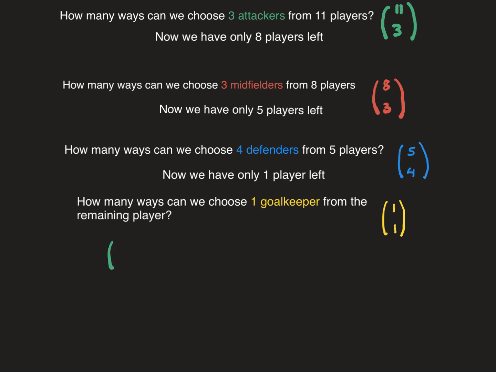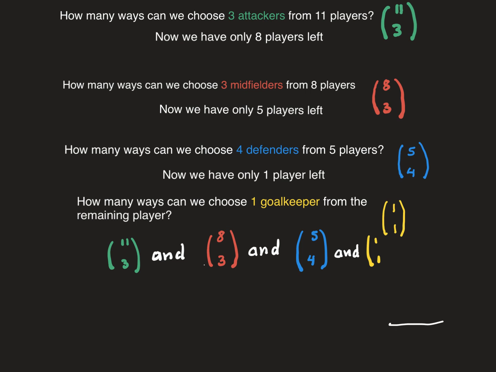So what do we do with all these 4 combinations? We can choose the 3 attackers from 11 players, and we write "and". We also can choose 3 players from the 8 players, and we can choose 4 players from 5 players, and finally we can choose the last one. And what does the word "and" mean mathematically? We need to change it into a multiplication sign. So we're multiplying each of these terms.